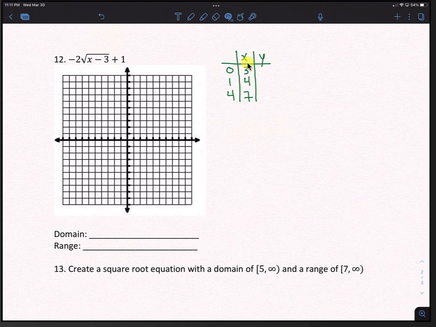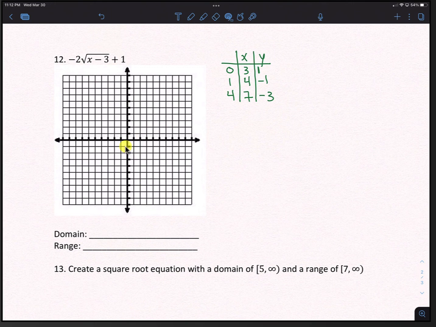Let's plug in these x values into the equation to get the y values. So if you plug in 3, 3 minus 3 is 0. Square root of 0 is still 0. Multiplied by -2 is still 0. Plus 1 is 1. And likewise, if you plug in 4, you're going to get -1 for y. And if you plug in 7 for x, you're going to get -3 for y.